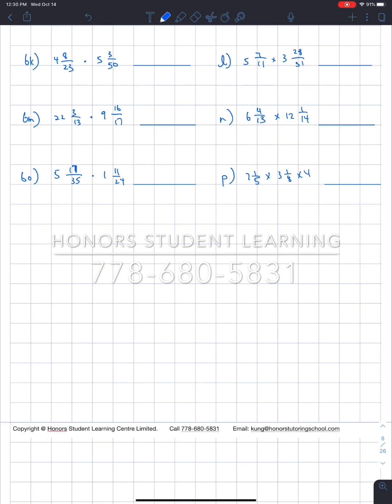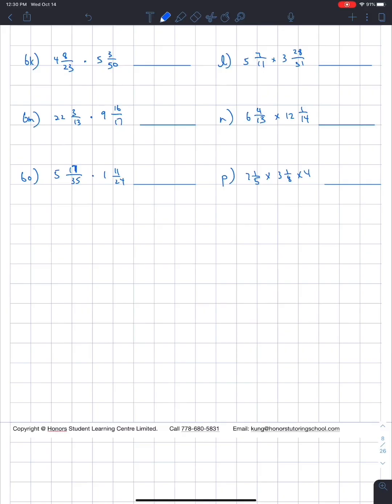Okay, we are now moving on to 6K. For 6K to 6P, I'm going to show you how to use a calculator to do these questions. I'm using a calculator because when I look at them, the numbers are getting quite big. Some of your teachers will allow you to use a calculator, which is why I'm going over how to use one here.